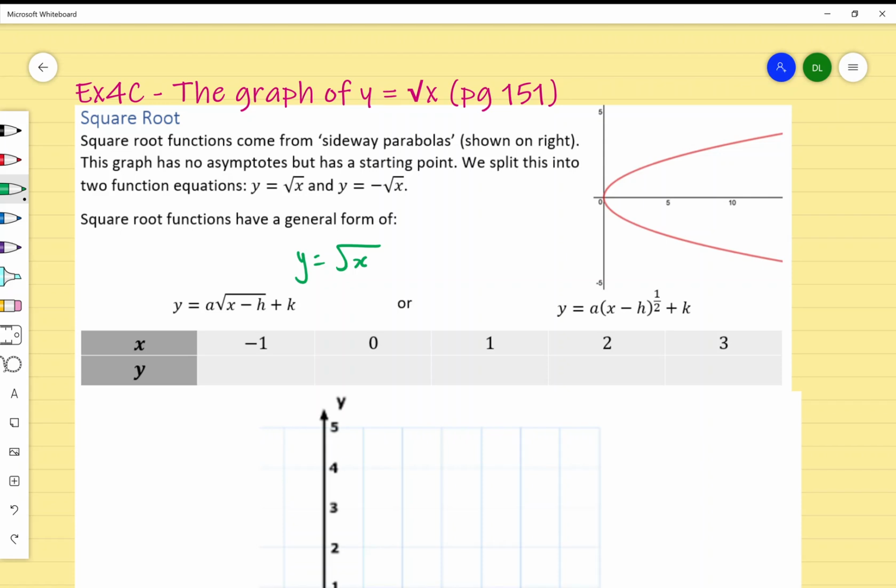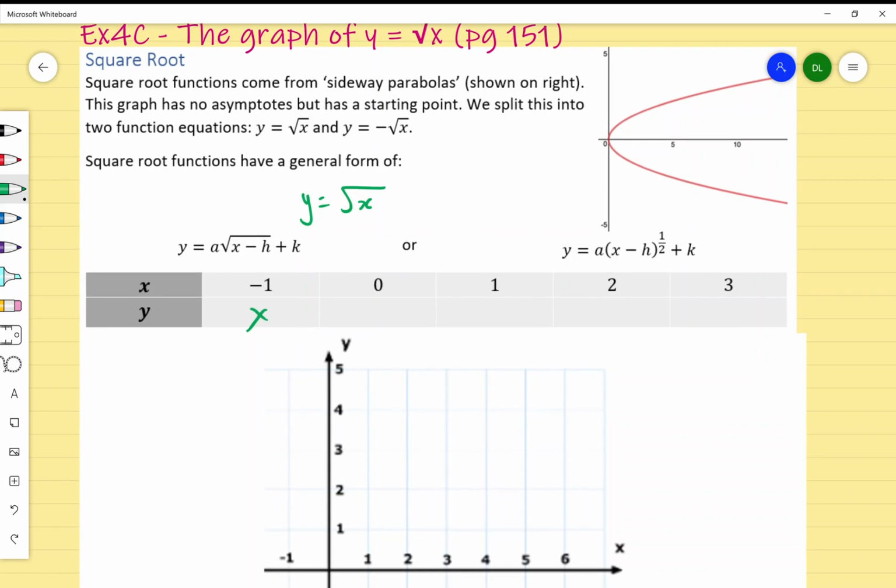Like I mentioned, we cannot have x being negative 1, because it doesn't exist. It's not that it's equal to 0, it just doesn't exist. However, if I substitute x equals 0, the square root of 0 is just 0. Square root of 1 is 1. Square root of 2 is about 1.3 something, but you get the idea. As we increase the value of x, it increases the value of y.